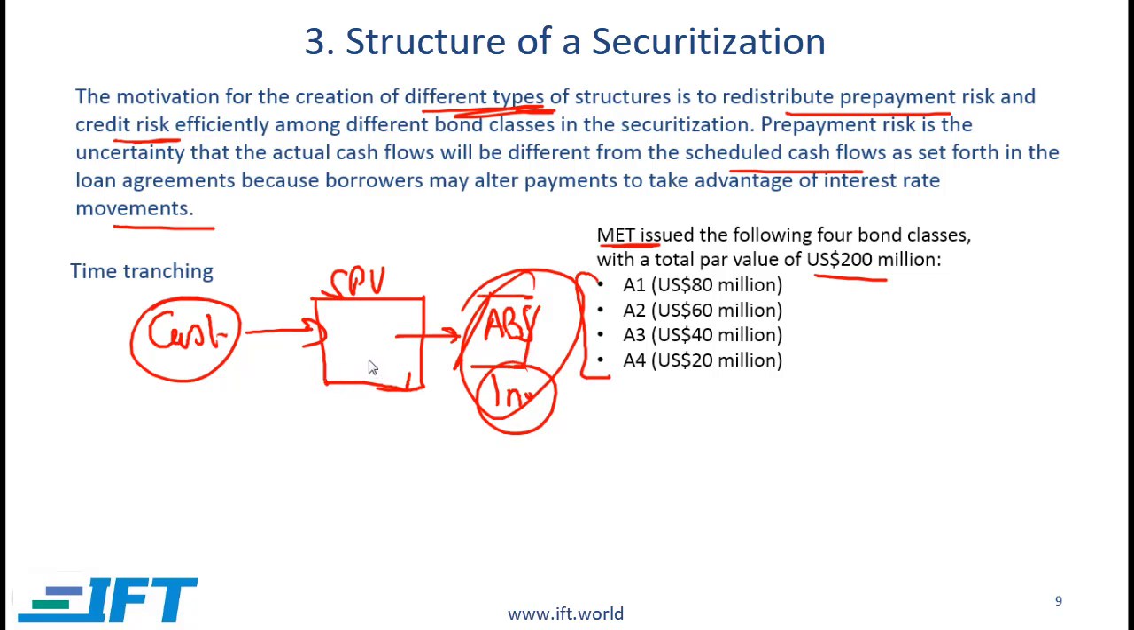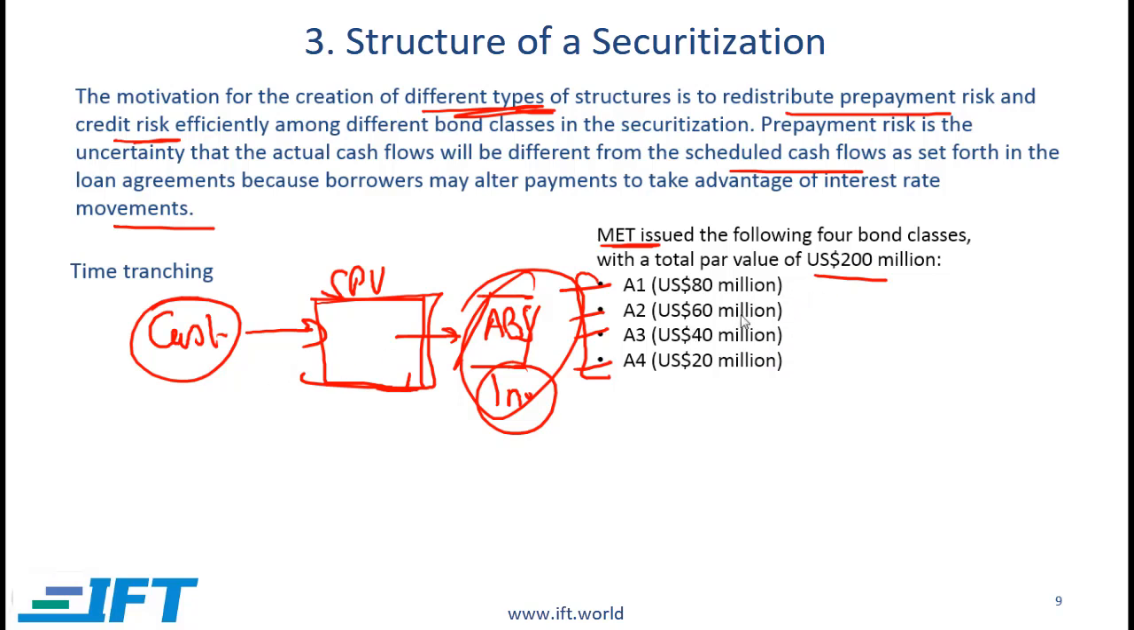This is something that we'll discuss in more detail later, but the idea here is that the SPV could issue different bond classes where the prepayment risk is distributed. So these classes might be set up such that A1 has relatively low prepayment risk and A4 has relatively high prepayment risk. The prepayment risk cannot be eliminated, it can only be distributed across the different bond classes or tranches.